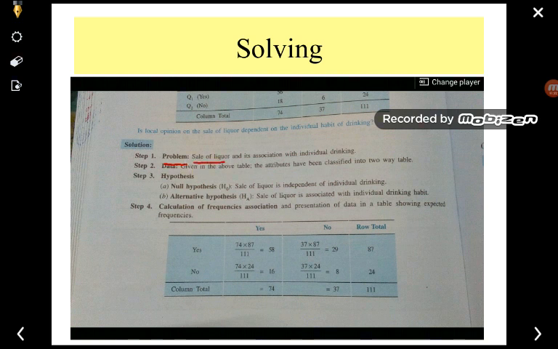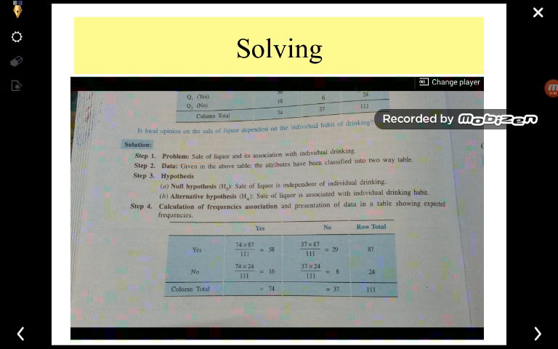Sale of the liquor and its association with the individual drinking. So if the liquor is sold, is there any association between the sale and the individual person, because of the sale they are drinking or not? The people who are drinking, normally is this activity interrelated or not?